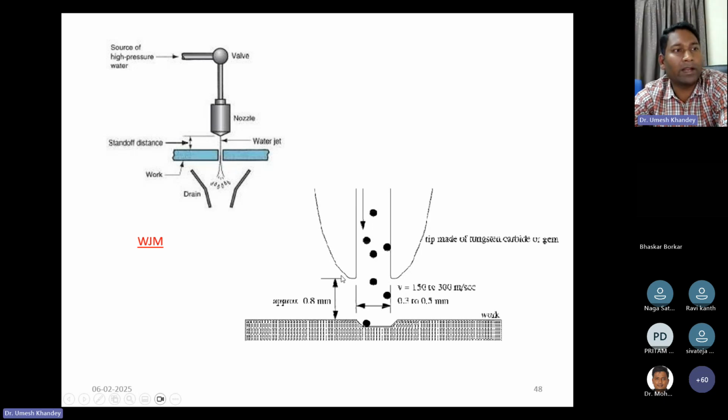Here 0.8 is the standoff distance. This one is the internal diameter through which this jet is going to be passed. In case of abrasive, it is abrasives.